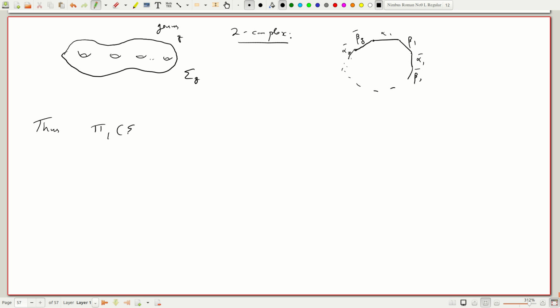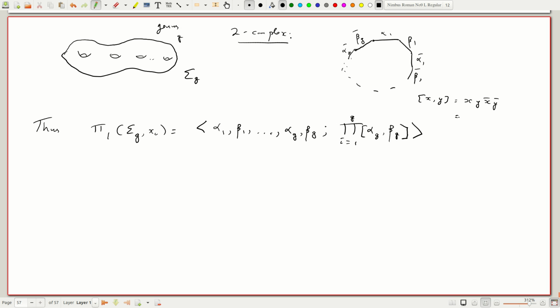Thus pi 1 of sigma G with whatever base point you want, x0, is going to have the following presentation: alpha 1, beta 1, and so on up to alpha G, beta G. Okay, and just one relation which says the product for i equals 1 to G of alpha i, beta i. Let me write it as a commutator, where we recall that the commutator of x, y is the expression x y x bar y bar, or if you prefer in a group x y x inverse y inverse.